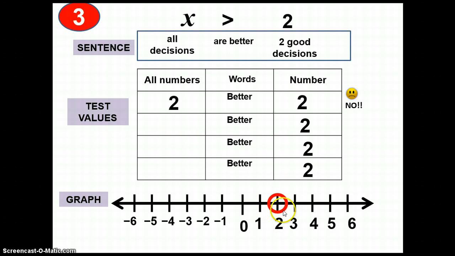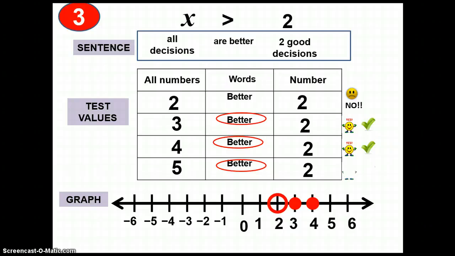What are some numbers that are better than 2? Or what are some decisions that are better than 2? 3. 3 is way better than 2. 3 good decisions outweigh 2 good decisions. 4 is way better. And 5 is even awesomer, if that's a word. Better? Yeah. So all the numbers to the right, or all the numbers greater than 2. But we're just not going to include 2. We're going to draw a big old circle on it.